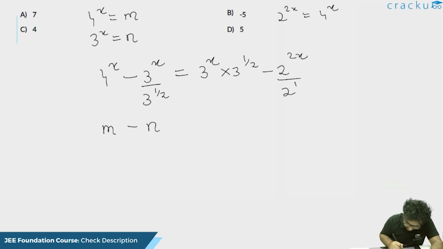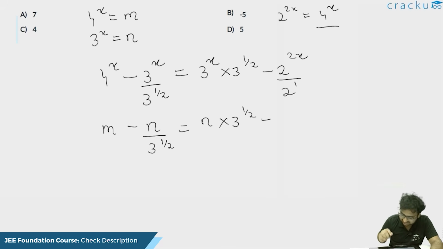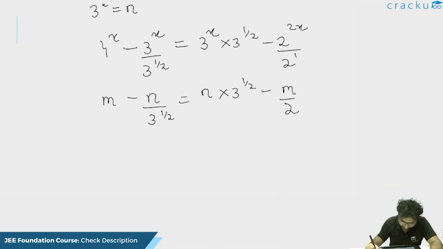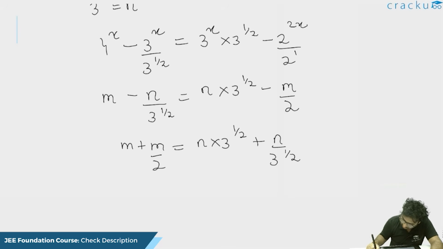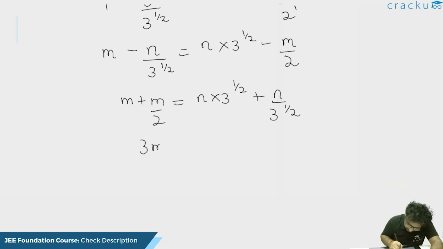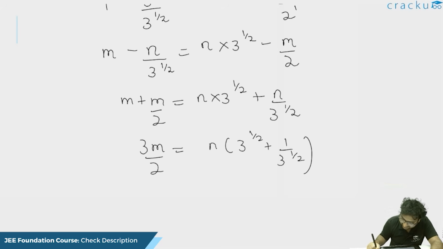So m minus n upon 3 to the power 1 by 2 is equal to 3 to the power x, which is n, into 3 to the power 1 by 2, minus 4 to the power x, which is m by 2. So I will take m on one side and n on the other side. This will become m plus m by 2 equals n into 3 to the power 1 by 2 plus n upon 3 to the power 1 by 2. So this is 3m by 2 is equal to n times 3 to the power 1 by 2 plus 1 upon 3 to the power 1 by 2. Now I will take the LCM.